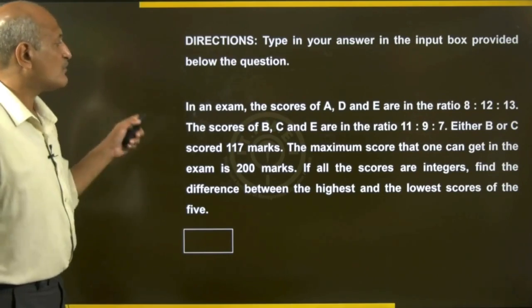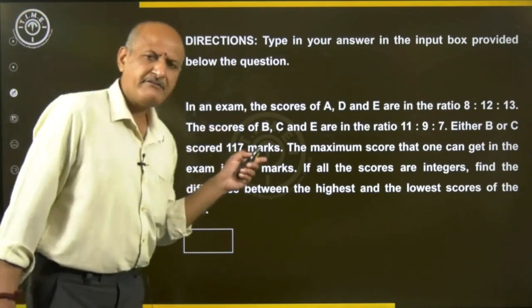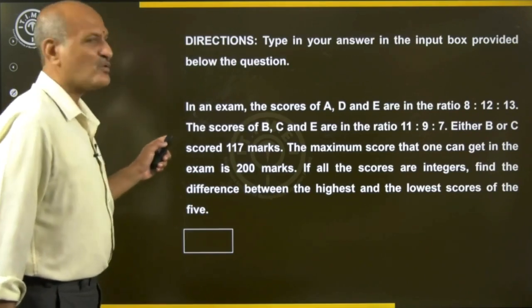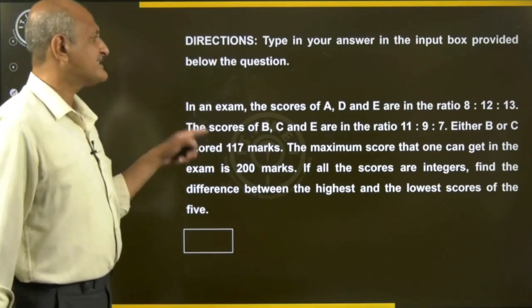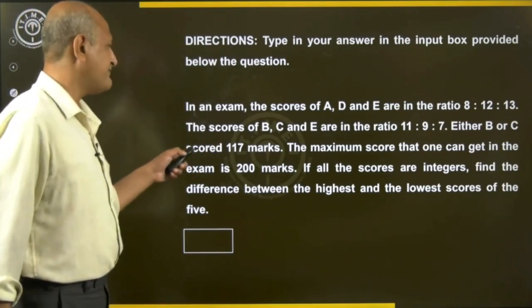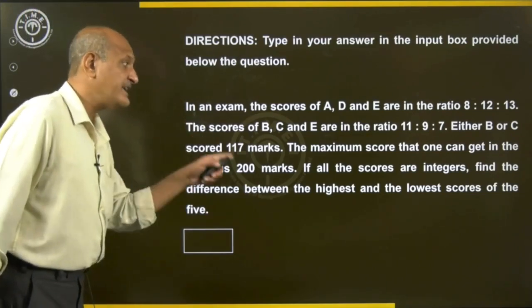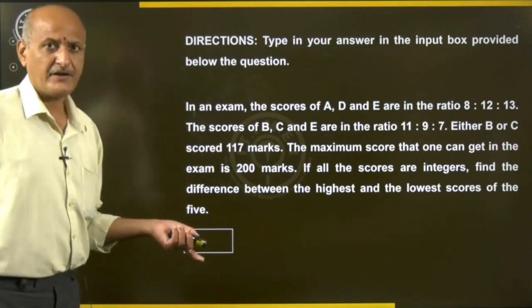Further it reads, the scores of B, C and E are in ratio 11:9:7 here. Now further it reads, either B or C scored 117 marks here. The maximum score that one can get in the exam is 200 marks. If all the scores are integers, find the difference between the highest and the lowest scores of the 5.